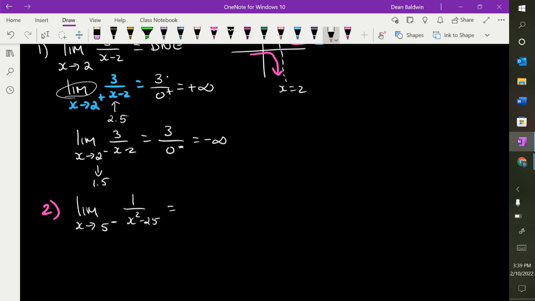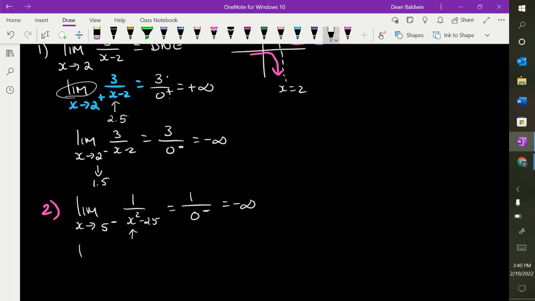Okay. Well, clearly, if I put 5 into that function, I'm going to get a 0 on the bottom. So it's 1, and it's going to be divided by 0. Is it going to be a positive 0 or negative 0? Well, I'm coming from the negative side of 5. What are numbers that are smaller than 5? 4 is smaller than 5. If I put 4 into here, 4 squared is 16. 16 minus 25 is a negative number. So 1 over 0 negative is negative infinity.